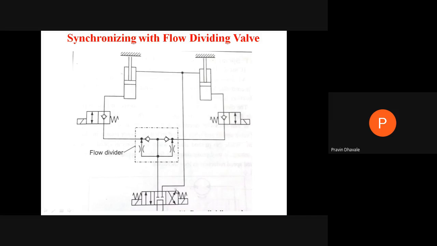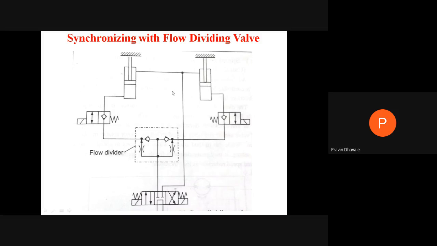Now the reverse position too: when this position is actuated, port P is connected to B and A is connected to the tank. So whatever the fluid from the pump, it will be passing to B. Then from this, it will be passing towards the rod end of both cylinders, first and second cylinder. Because of that, this piston is moving in a downward direction. This piston is moving in a downward direction. Retraction stroke is carried out.